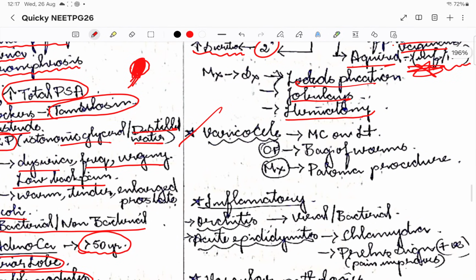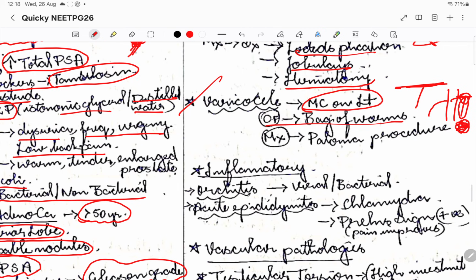Coming to varicocele, the most common we discussed, right? The reason why it is most common on the left side: the gonadal vein goes and directly drains to the left renal vein, whereas on the right side it is directly going and draining into the IVC. Whereas on the left side it drains into the renal vein and then gets drained into the IVC. So that is why at the T-shaped junction there might be some issue. That is why the varicocele. Okay, so the bag of worms can occur in varicocele. So this is the clinical feature. Then the management will be Palomo procedure.